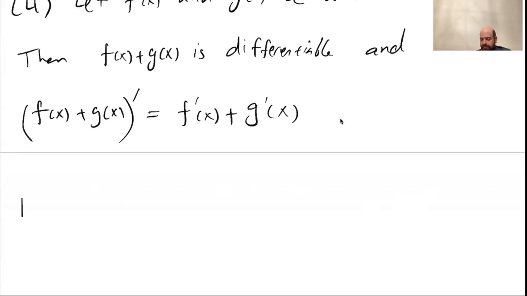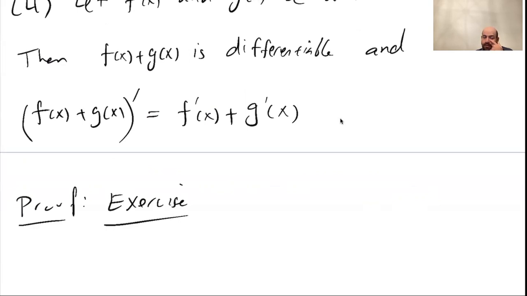Okay, so for proof of this, let me leave it as an exercise, a very simple proof. I already did a few proofs. So if you want to prove this, you can call f of x plus g of x, for example, h of x. If you set h of x to be f of x plus g of x, then you want to find h prime of x. And you can show that h prime of x is f prime of x plus g prime of x.